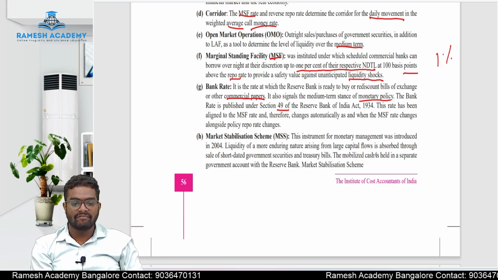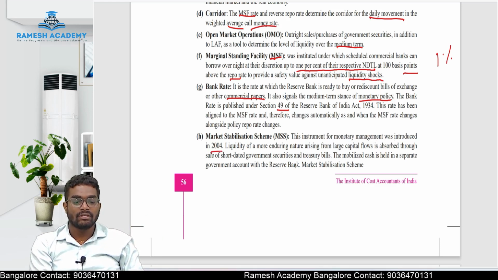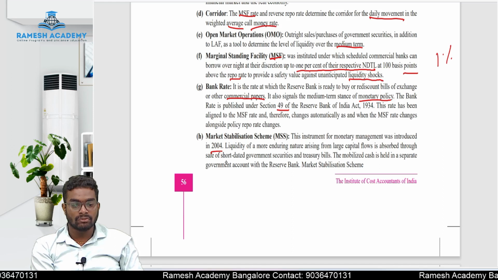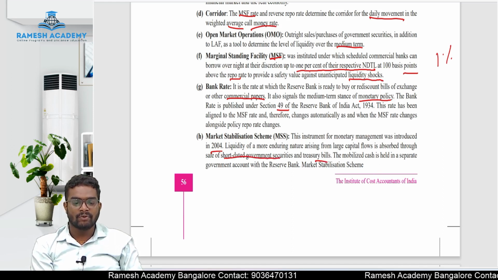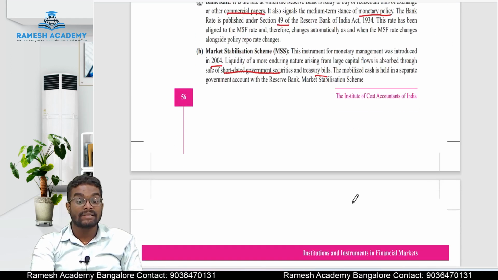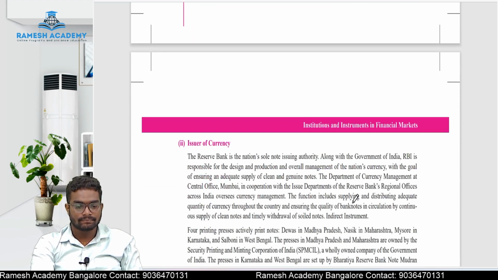Market stabilization scheme. This instrument for monetary management was introduced in 2004. Liquidity of a more enduring nature arising from large capital flows is absorbed through sale of short-dated government securities and treasury bills. This mobilized cash is held in a separate government account with the Reserve Bank. So this is known as the market stabilization scheme.